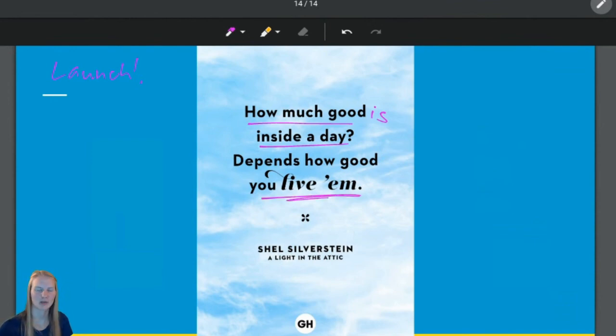And of course, this should be how well you live them. So what I'm trying to say is sometimes it's hard to understand what people are trying to say. But it depends on how well you live them. So, if you want to have a good day, live a good day. How much good you have in a day depends on how well you live the day.